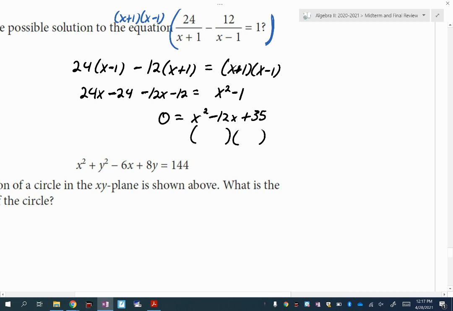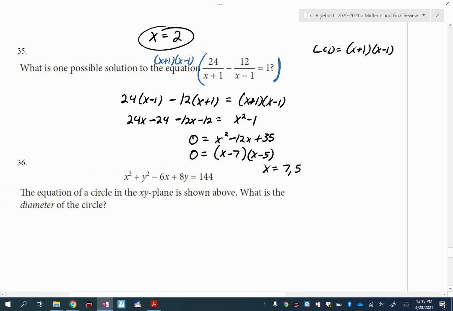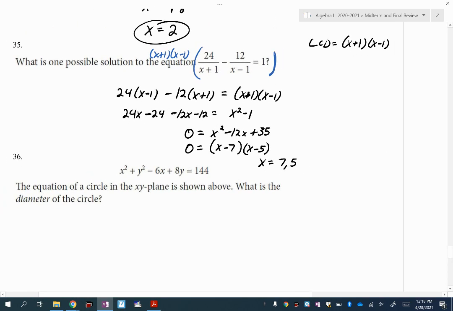So my factors will be x minus 7, x minus 5. All right, because negative 7 times negative 5 is 35. Negative 7 plus negative 5 is negative 12. So my answers are 7 and 5. So it says, what is one possible solution? So 7 or 5. I plug them in. No issues with extraneous solutions, so both will work. So either of them would be an answer.